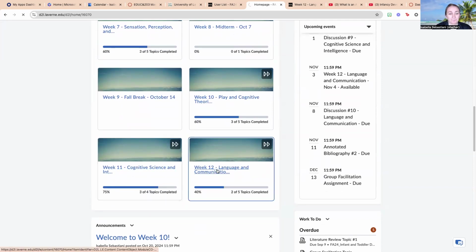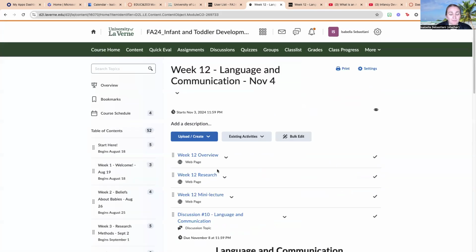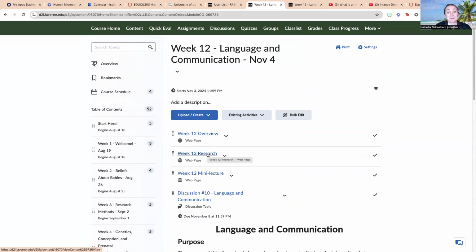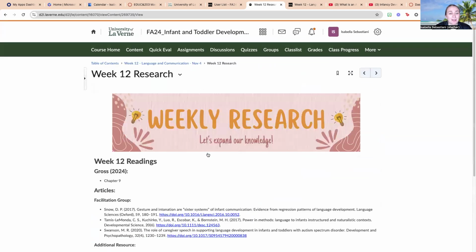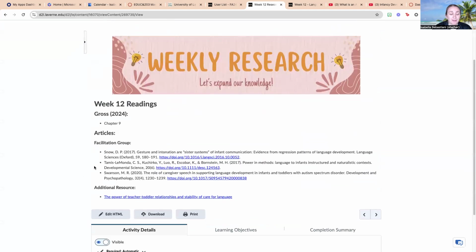So this is our third week of facilitation groups. Obviously, you found the overview, which is what you're watching right now. For our research, our facilitation group this week provided us with three different articles, as well as, I wanted to include the power of teacher-toddler relationships and stability of care for language. I think this is a very interesting read, especially if you are in the toddler realm. So I included that as an additional resource, as well as chapter 9 in our textbook.